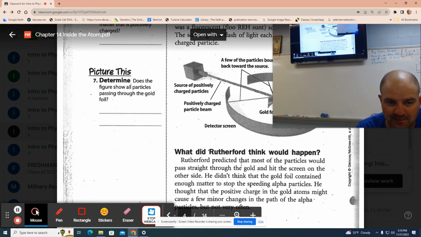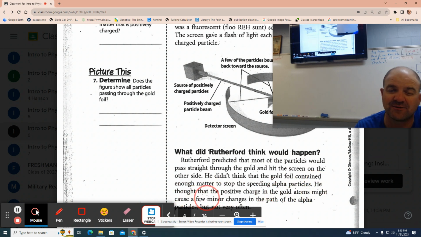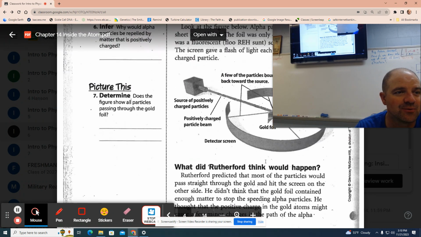What he thought would happen, he predicted that most of the particles would pass straight through the gold and hit the screen on the other side. He didn't think that the gold foil contained enough matter to stop the speeding alpha particles. He thought that the positive charge in the gold atoms might cause a few minor changes in the path of the alpha particles, but not very often. That's what he thought.